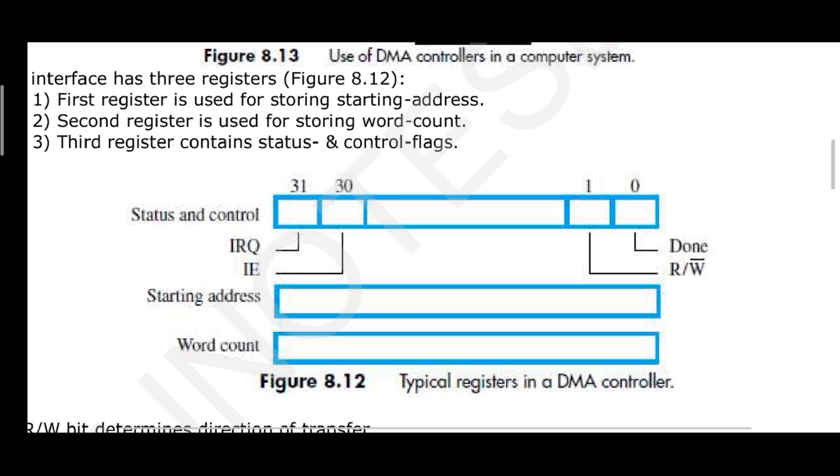Then the starting address is important because we are defining the block. The block will be starting from somewhere. The starting address is required, and the count value is also required, the word count. If you know the starting address and the word count, you can identify how many bytes of data you are transferring, isn't it? Normally a word is nothing but a set of 4 bytes. Recall big endian and little endian, which you have studied for the first time.